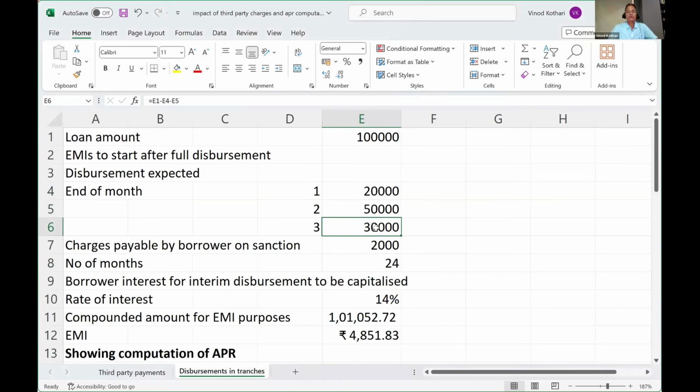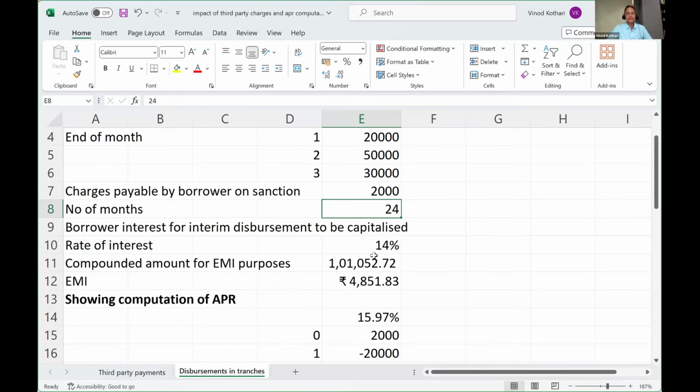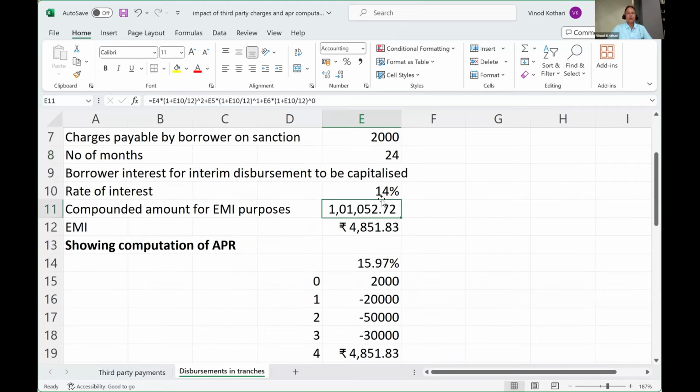This is payable upfront. This 2,000 is payable right upfront, and the 24 EMIs will start when the disbursement is completed. In this case, EMIs are based on the amount with interest during the pre-completion, pre-disbursement period. Therefore, this 1 lakh rupees becomes 1,01,052. Why does it change? Because we are disbursing in tranches. So we would have compounded the disbursements at the same rate of interest, the 14% rate, to find the compounded amount of 1,01,000, on which we compute EMIs. Then there are 24 EMIs which follow.